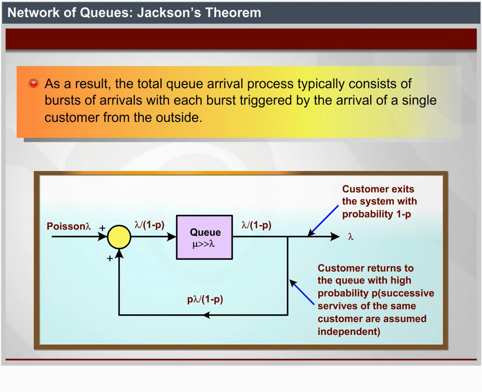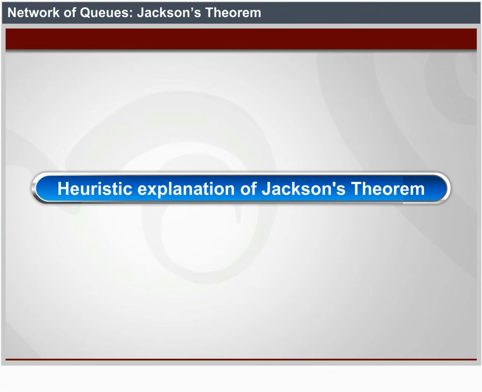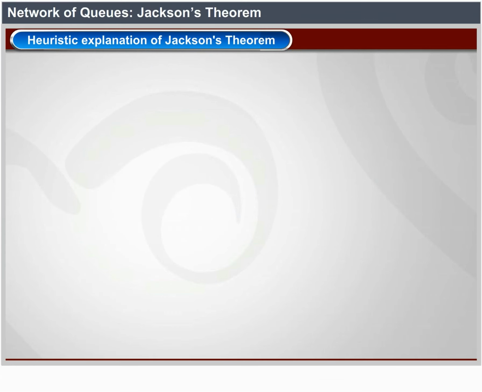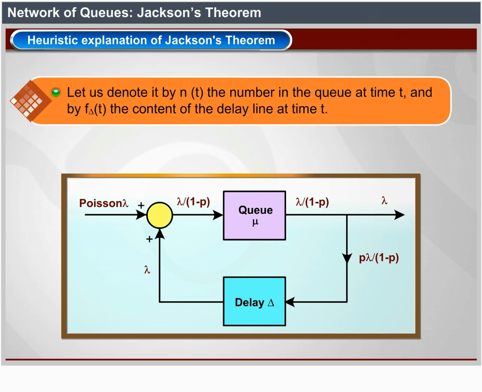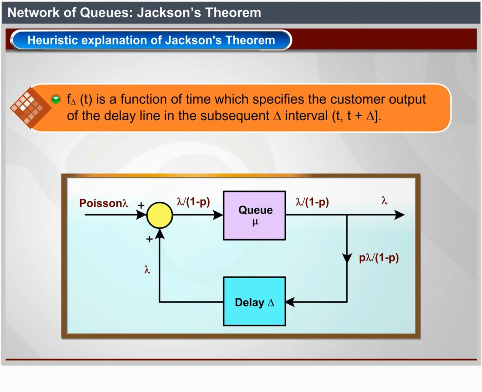Heuristic explanation of Jackson's theorem. Suppose that we introduce a delay delta in the feedback loop of the single queue network discussed previously. Let us denote by n of t the number in the queue at time t, and by f delta of t the content of the delay line at time t. f delta of t is a function of time that specifies the customer output of the delay line in the subsequent delta interval, t to t plus delta.